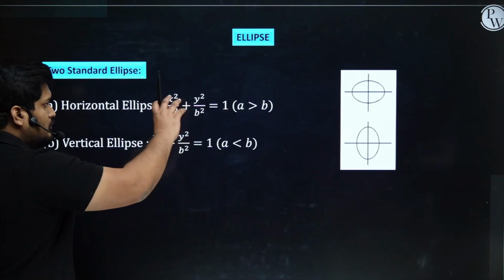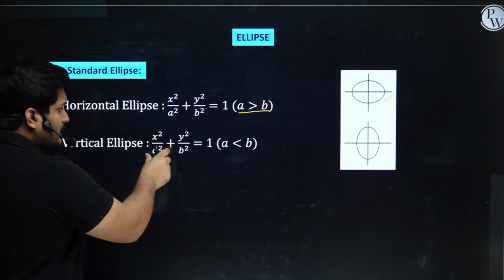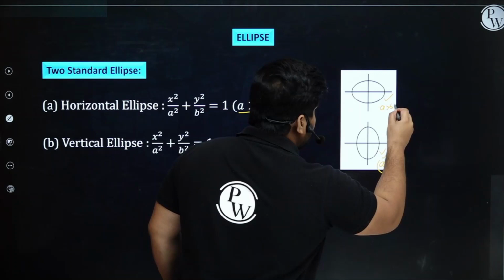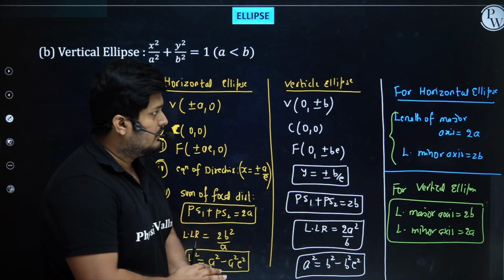So guys, I told you there are two standard ellipses we deal with. One is the horizontal ellipse, when we have this type of shape, where a will be greater than b. The other is the vertical ellipse, where b will be greater, so a will be less than b. For the vertical ellipse, a will be less than b. For the horizontal ellipse, a will be greater than b. Okay, moving on. Now that we have two different types of ellipse, one horizontal and the other vertical, this is a small comparison between horizontal and vertical.